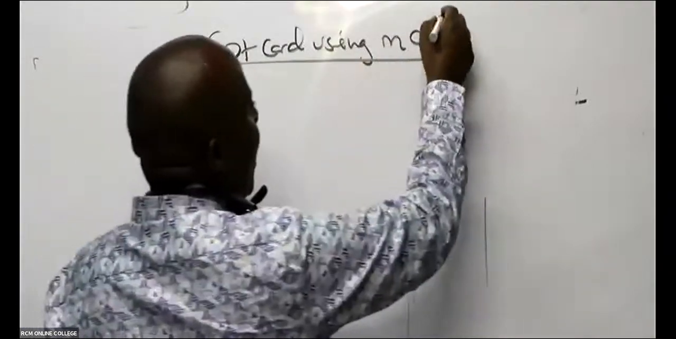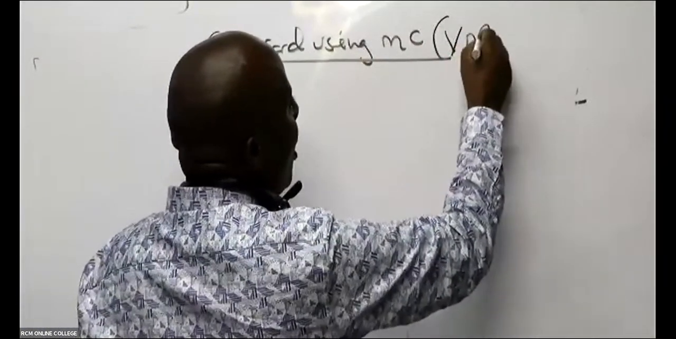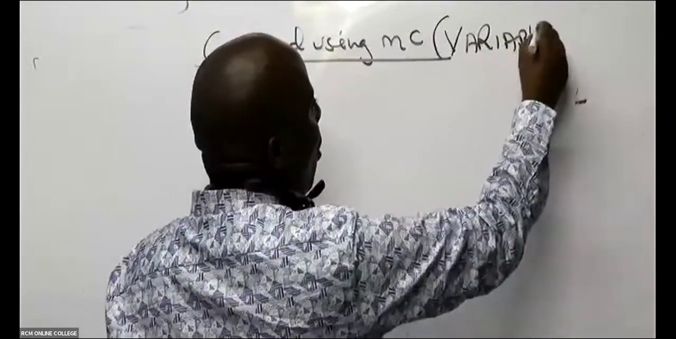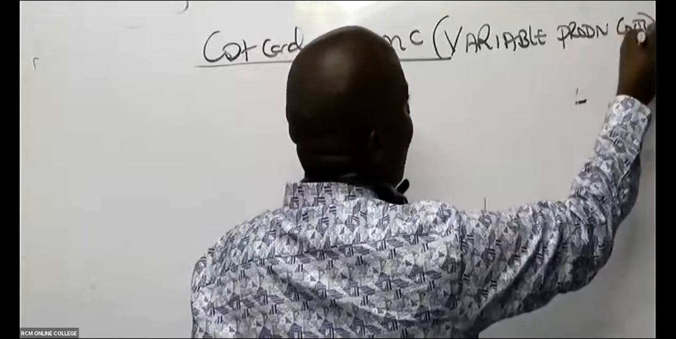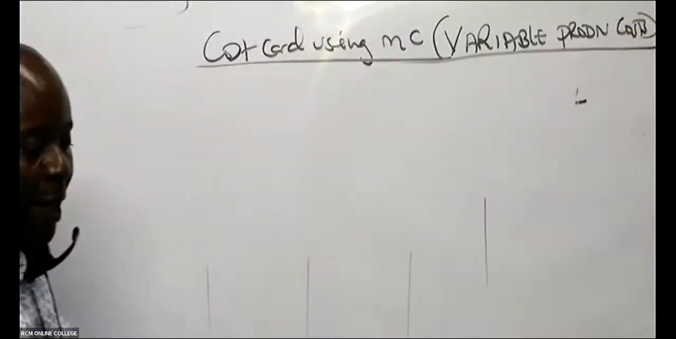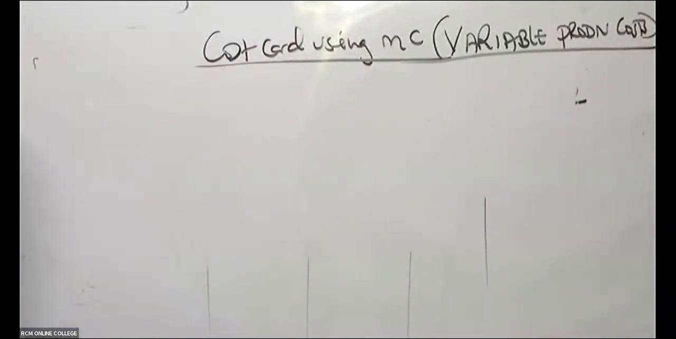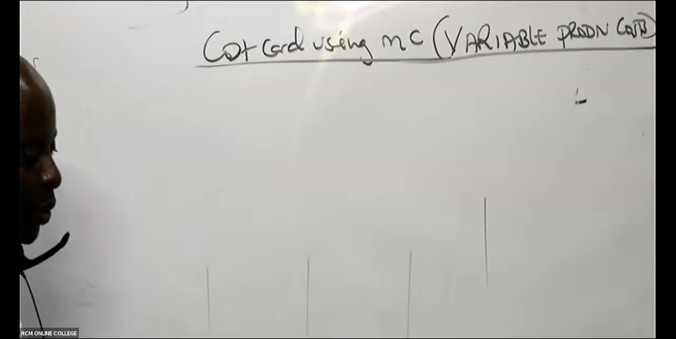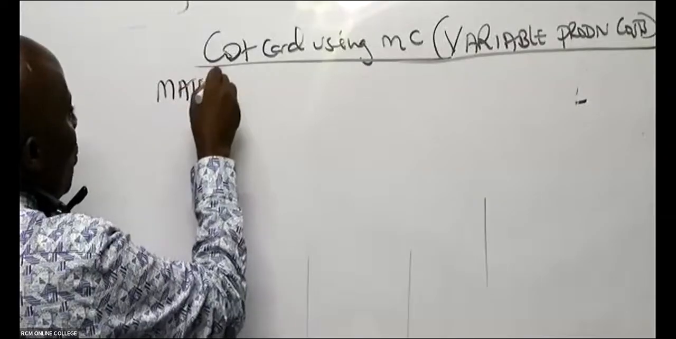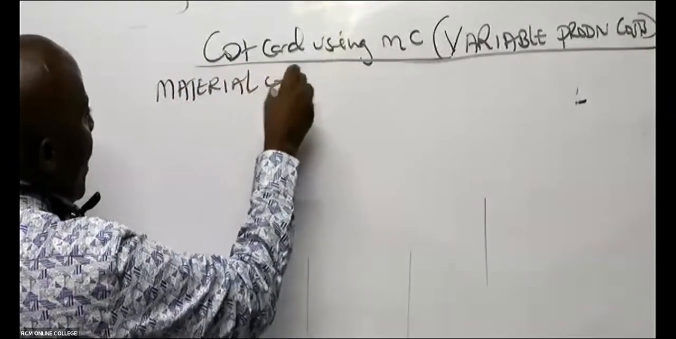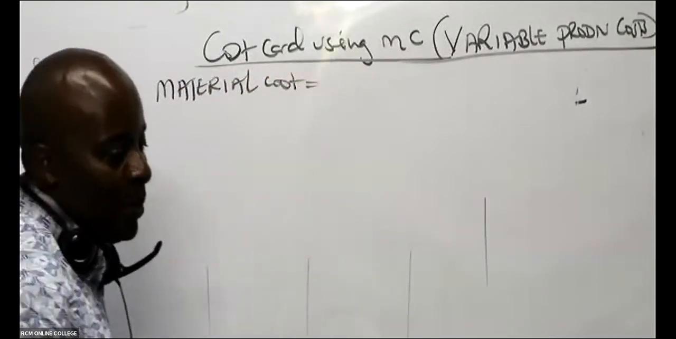You can even write in brackets, variable. We shall be looking at variable production costs. Variable production costs. So then we start with the material cost. So material cost, I can see how many kilograms of these materials.